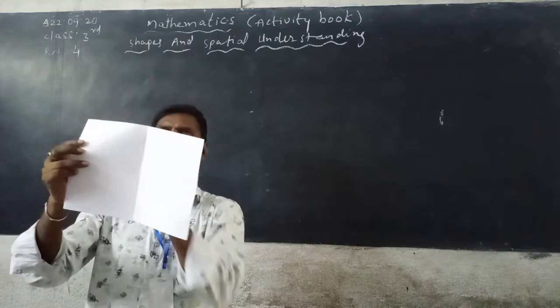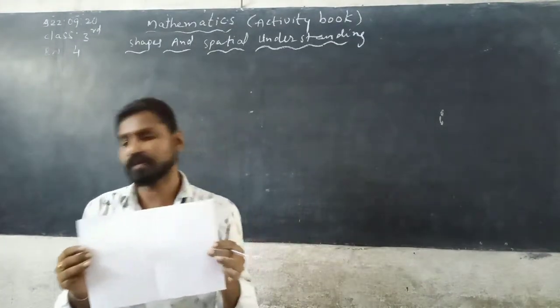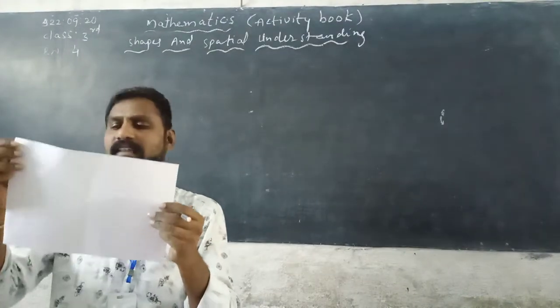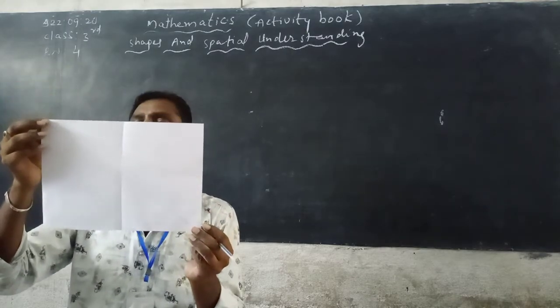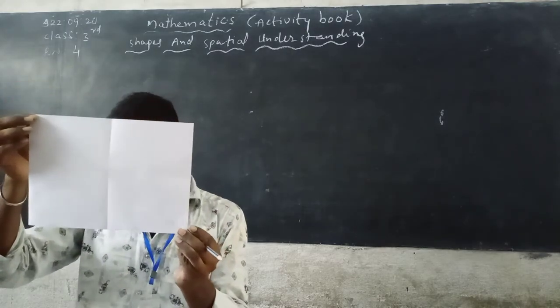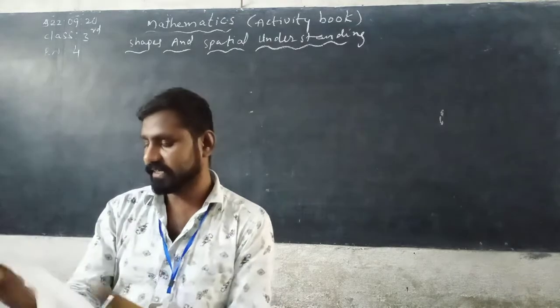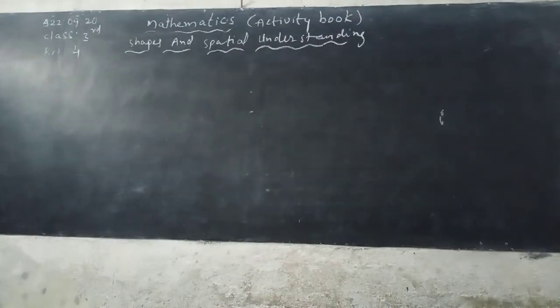See, this is the diagonal. How many diagonals are there? It has also two diagonals. So you can join the corners of the rectangle. So that is the opposite sides corners. You can draw a line. So I cut it. What did you observe?